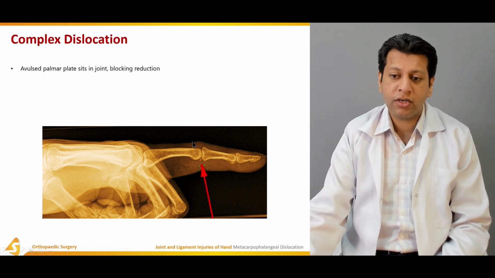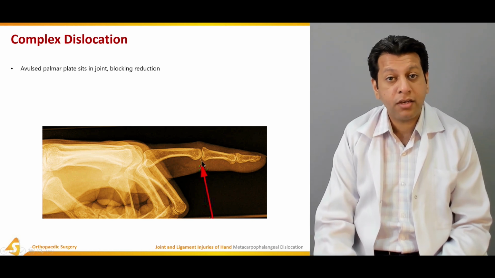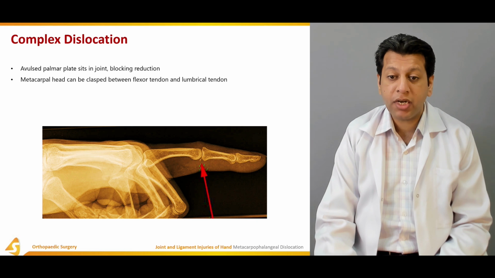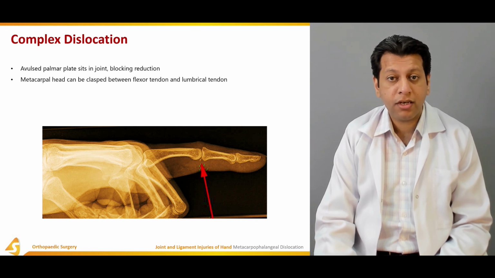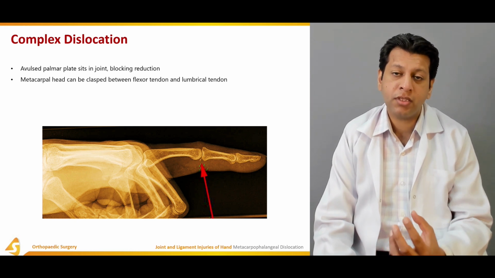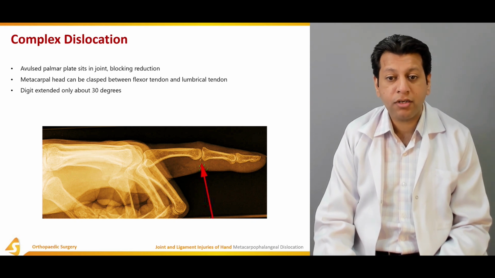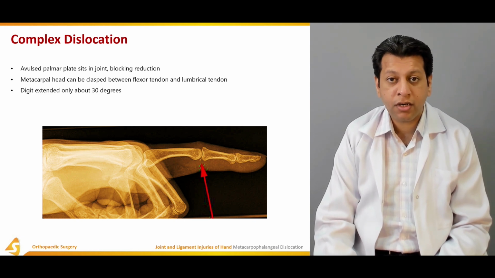Or even if the reduction is possible, it's not completely reducible, and this remains subluxed, and later on it can redislocate. So the metacarpal head can be clasped between the flexor tendon and lumbrical tendon, and as a result, these tendons can get engaged in between them, and then can cause the failure of the reduction. So it's important the digit has to be extended about 30 degrees.